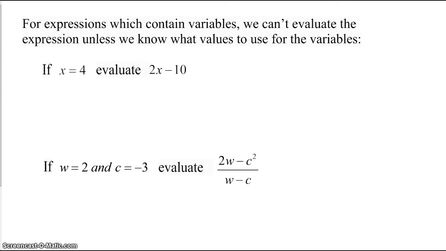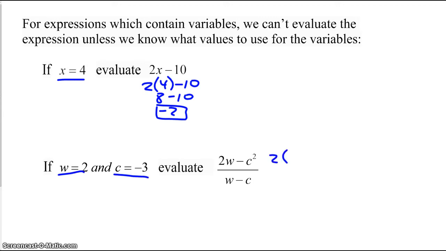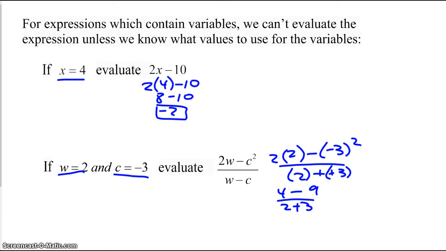If we have expressions that contain variables, then we have to know what the values of the variables are before we can evaluate. Right? I can't express 2x minus 10 as a value unless I know what x should be. But if they tell me that x should be 4, then I can plug 4 in for the placeholder x, and then I can evaluate this expression and come up with the value of that as 2. Even a more complicated expression like this, if I know the values for the variables, I can plug those values in for the variables, right? 2 for W and -3 for C. Everywhere there's a W gets replaced with a 2, and so on. And so what would I have? I'd have 4 minus 9 over 2 plus 3, because negatives cancel. And that would give me -5 over 5, and so this expression evaluates to -1 if I know what to put in for the values for the variables. Okay, so that's what evaluate means.